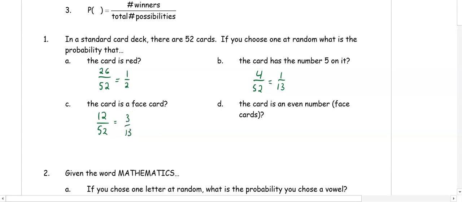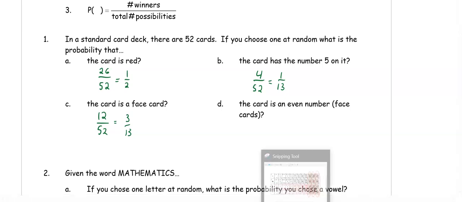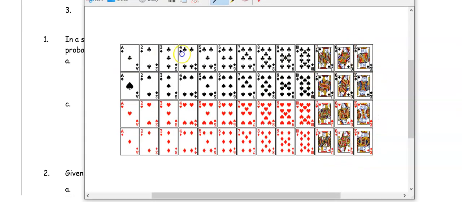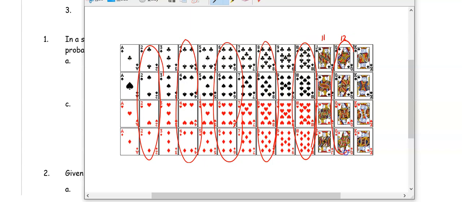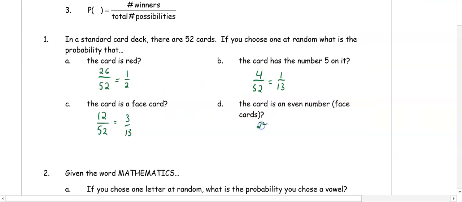And then the last part is has an even number, and we are going to include our face cards. So we have 2, 4, 6, 8, 10. Our jack would be 11. Our queen would be 12. Our king would be 13. So we have 4, 8, 12, 16, 20, 24 of them are even cards. So we have 24 out of 52. And that is going to reduce to 6 out of 13.